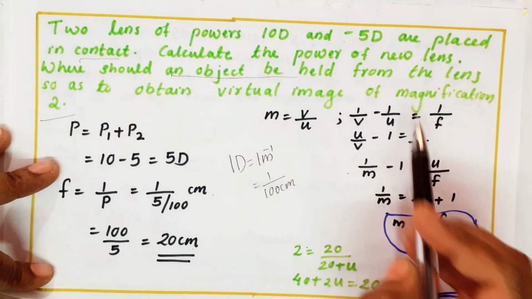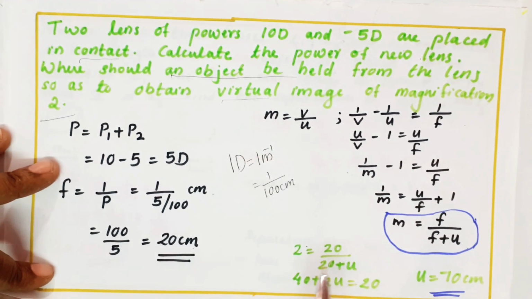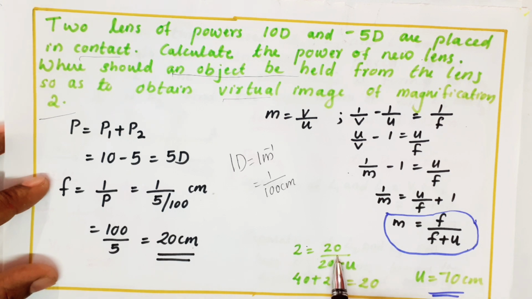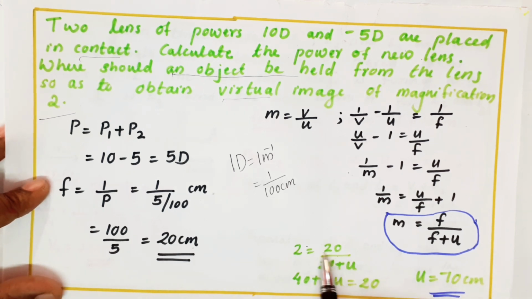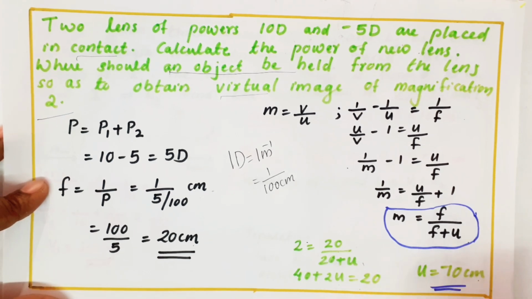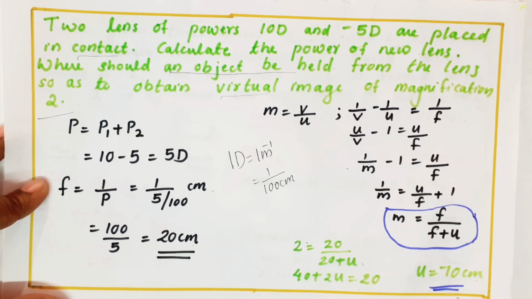As it is a virtual image they gave, magnification is positive. So 2 equals f, they gave 20, and moreover I got a positive answer, so it behaves as a convex lens. So it is 20 by 20 plus u. 40 plus 2u equals 20. We will get minus 10 centimeters. So you see, there is no need to keep a sign convention for u before. If your substitutions are correct, you will get u automatically in negative only.